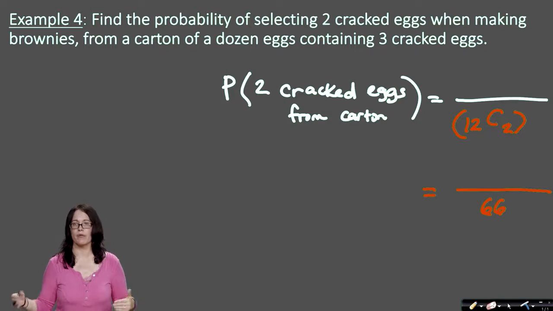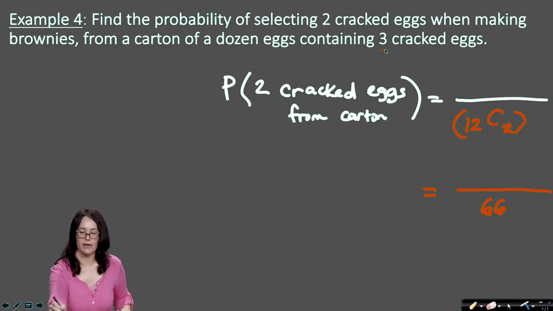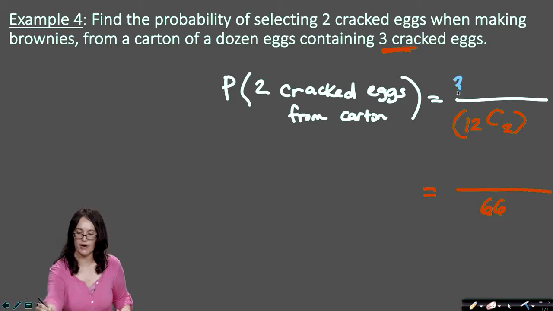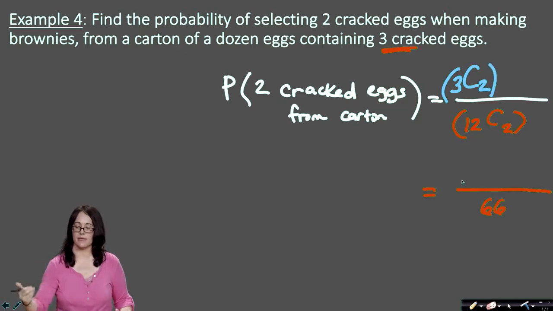Okay, what about the numerator? Well, that's where we put the number of ways that what we would like to happen. I mean, in this case, we don't want to have cracked eggs, but we're saying how likely that is to happen. Well, from the cracked egg category, there were 3 of them, right? There were 3 cracked eggs. So we're saying that we're going to take those 3 cracked eggs and choose how many of them? Unfortunately, 2, okay?